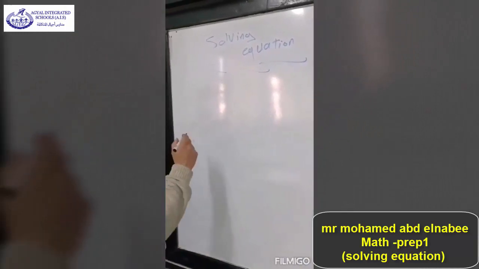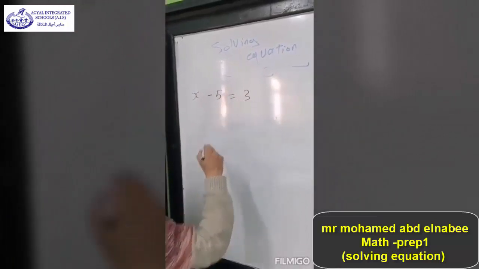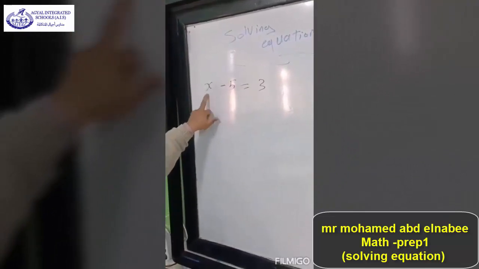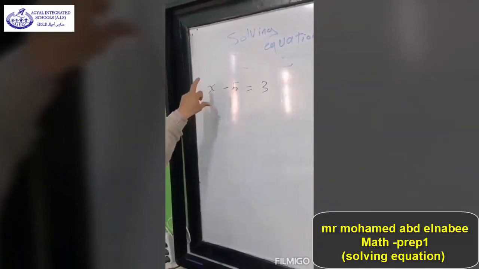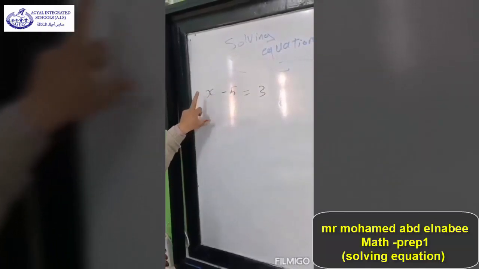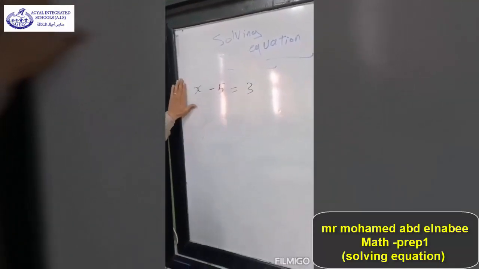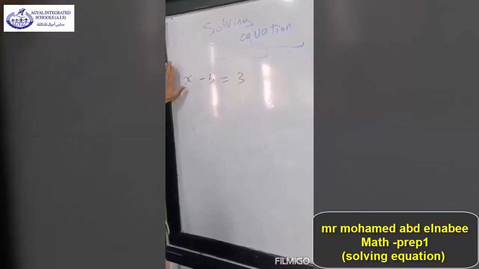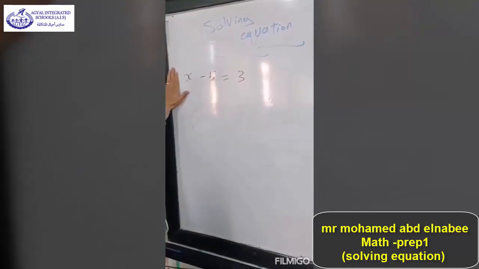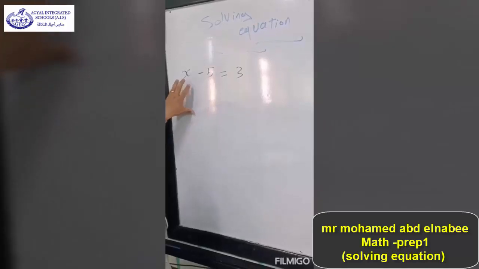For example, if I say x minus 5 equal 3, this is a relation that contains a variable which is called x. Solving equation means we need to find the value of x. X in this case equals what? Is x an element in natural numbers, integer numbers, rational numbers, or what? We must first know the set which we work in. Number two, how to find the value of x.